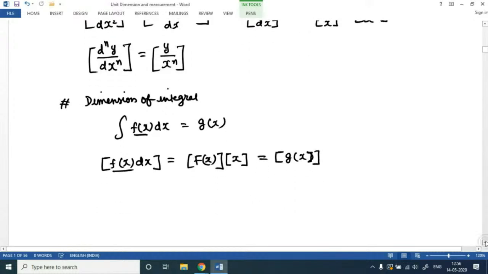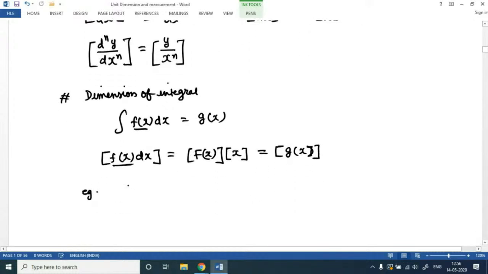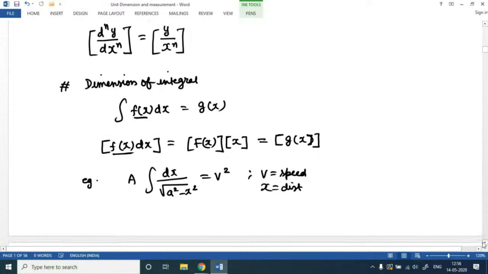One simple example we can take. Let's say we have an integral of dx upon root under a square minus x square equal to some v square, and let's say v is a speed and x is some distance. So we wish to find out the dimension of a. Let's first try to find out the dimension of this quantity. So let me write it over here: the dimension of the integral of dx upon root under a square minus x square. Its dimension we wish to find out.